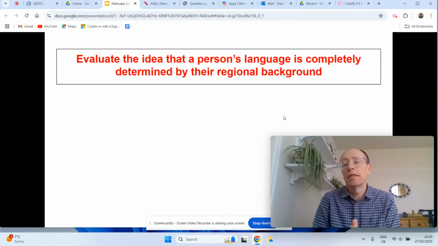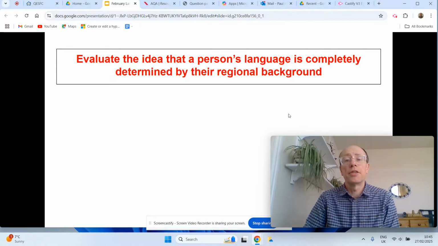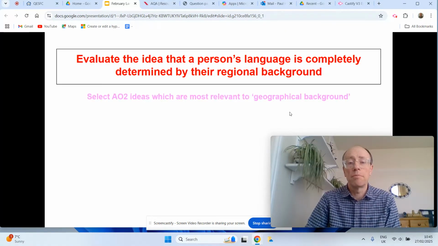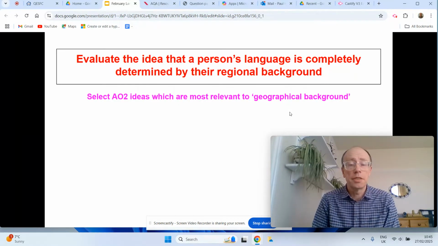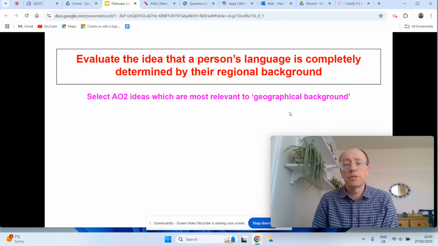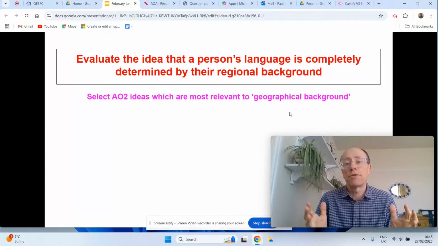Evaluate the idea that a person's language is completely determined by their regional background. Here is where you need to be selecting your AO2 ideas. A quick reminder about your AOs. So this is your diversity question that gets a mark out of 30.